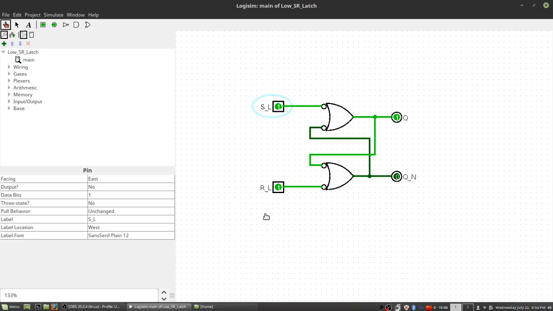And now if I want to reset it, then I need reset to go low. And now reset sets Q to 0, and then we set everything back to 1. So that's how this low SR latch works in a nutshell.